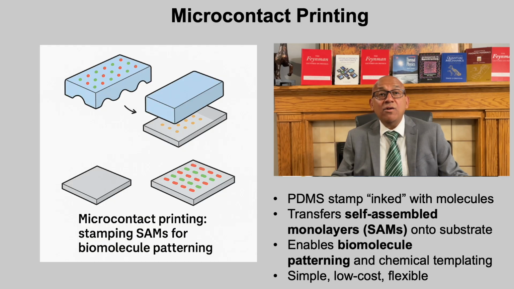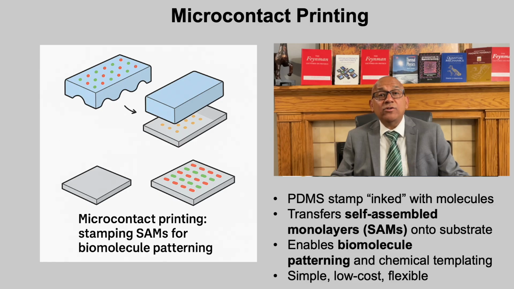Microcontact printing is a soft lithography technique where a PDMS stamp is inked with molecules, often thiols or biomolecules, and then pressed against the substrate. The molecules transfer to the surface, forming self-assembled monolayers in the stamp pattern. This approach allows controlled biomolecule patterning for biosensors, cell adhesion studies, and chemical templating.